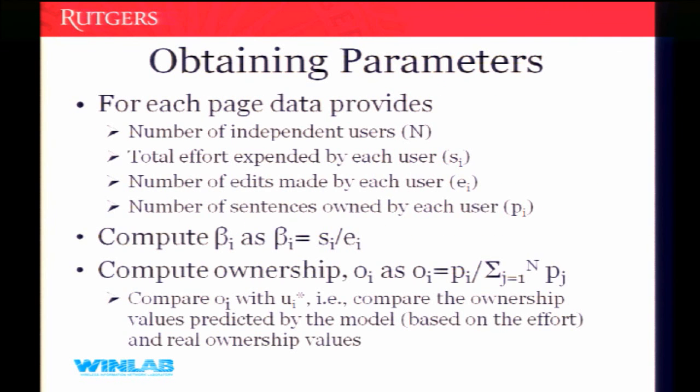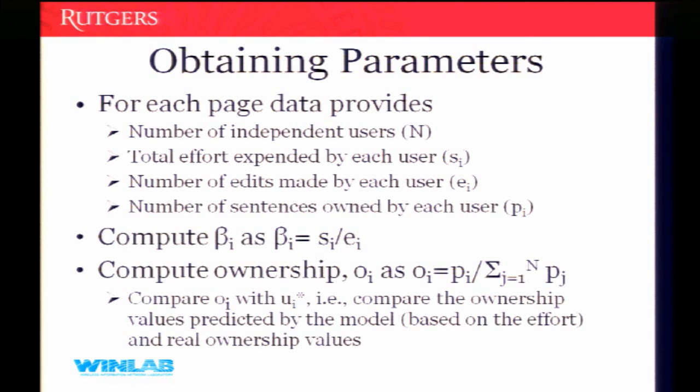So these are the parameters we have: the number of independent users n, the total effort si, the number of edits ei, and the number of sentences owned by each user at the end of the page, as of, you can call it, steady state.